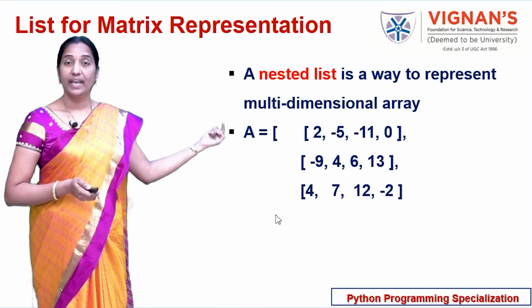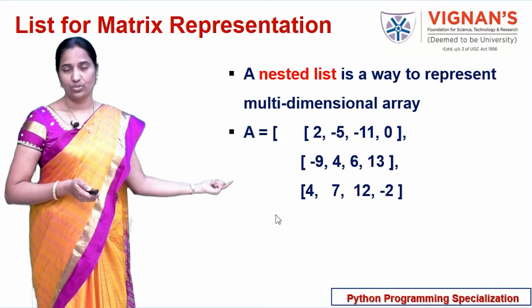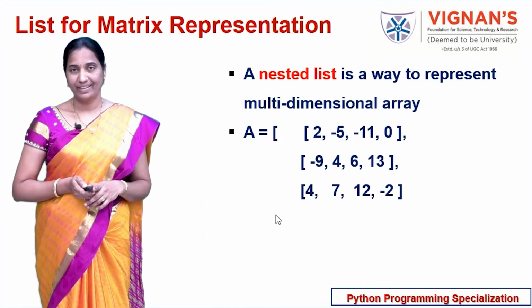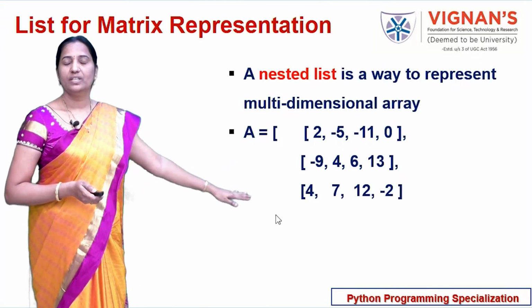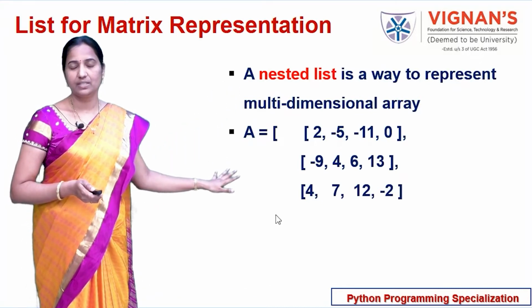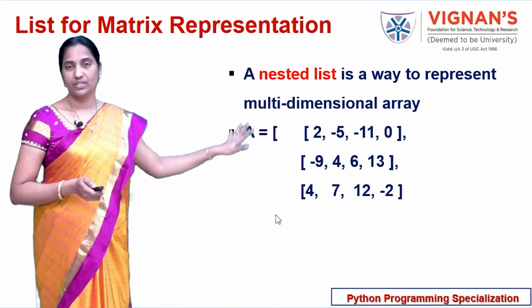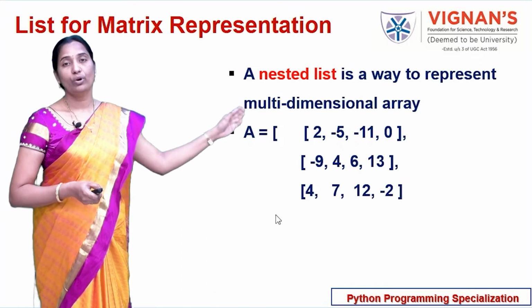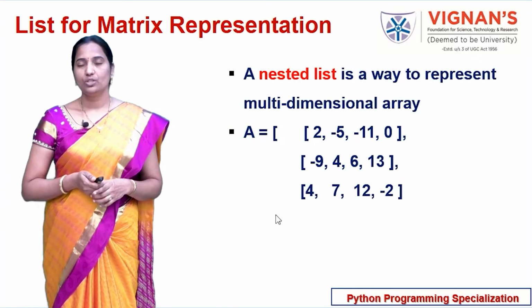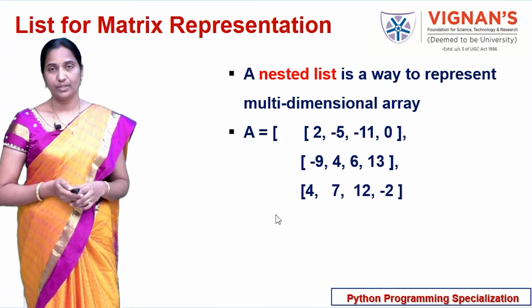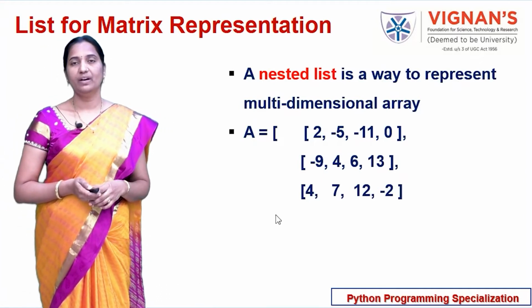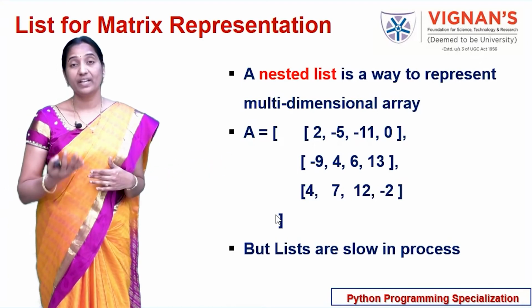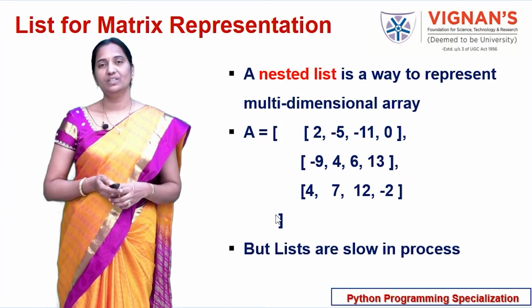Here you can see A is represented as a nested list, where every element is a list which represents a single row in the two-dimensional matrix. So, this is the representation. A is the representation of the two-dimensional matrix, which has 3 rows with 4 columns in each row. That is how a matrix can be represented using a nested list. But the problem here is nested lists are very slow in processing, that is, they are not efficient. That is the problem with lists.